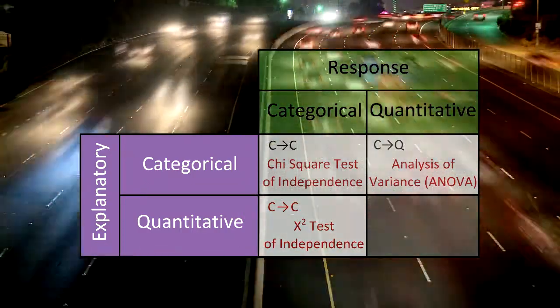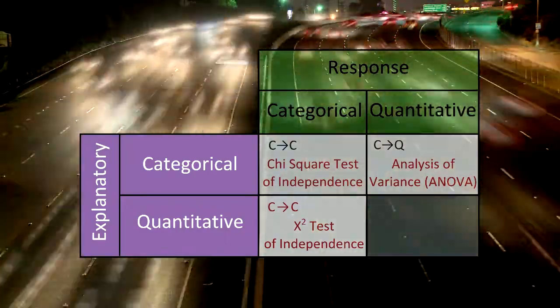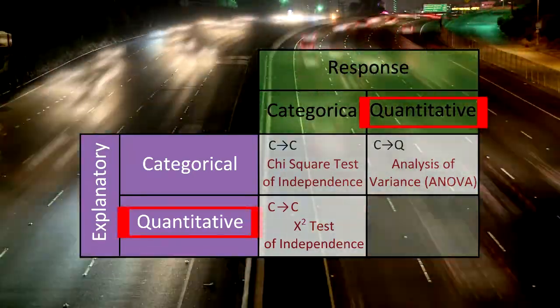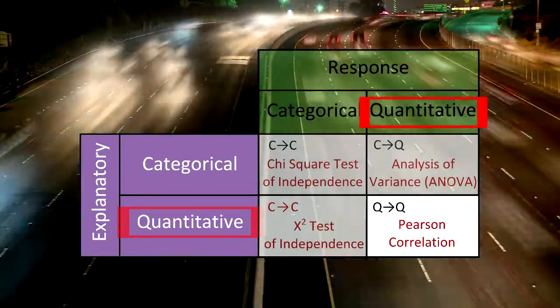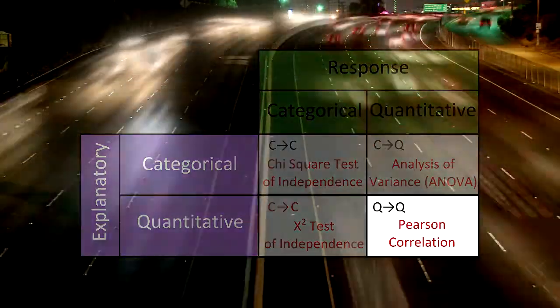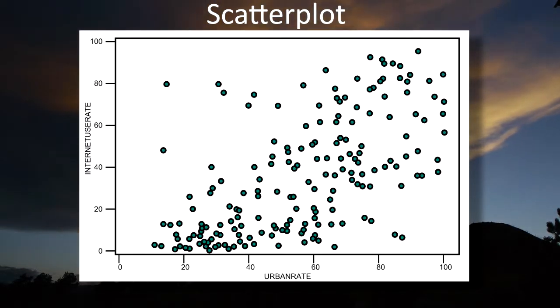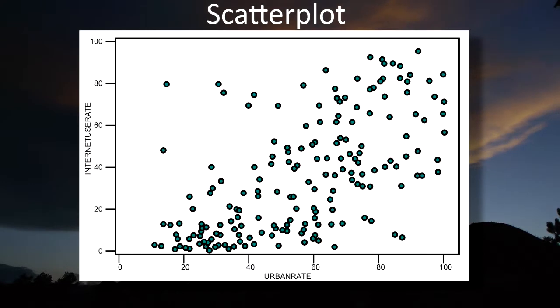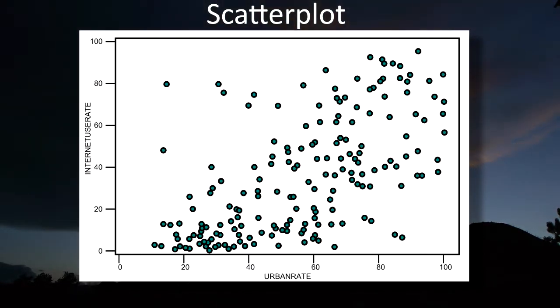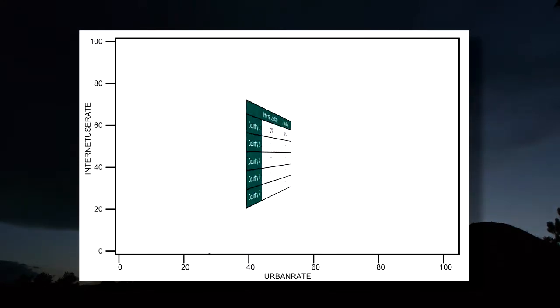The next inferential tool we're going to look at is used for examining the association between two quantitative variables, the Pearson correlation. We previously discussed that a scatterplot is the appropriate way to graph or visualize two quantitative variables when you want to examine the relationship between them. Let's first briefly review scatterplots and how to interpret them.